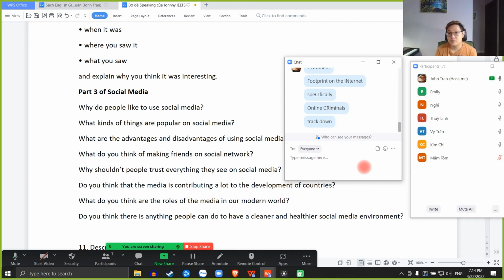And also there are rules, regulations that everyone needs to follow to have a better, healthier, cleaner social media environment. Like for example, if people join a group, people have to abide by the rules of the group. Còn người ta phải tuân thủ theo cái luật pháp, cái luật của cái nhóm đó.